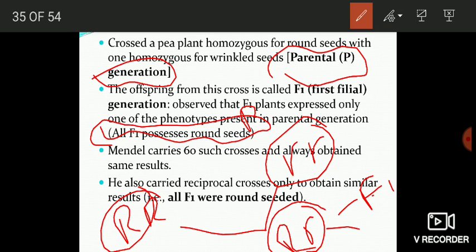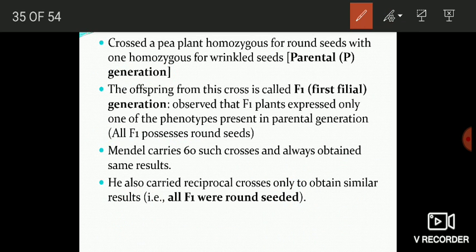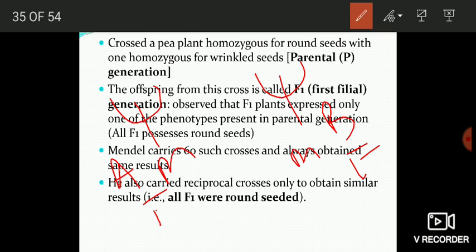He also carried out reciprocal crosses and obtained similar results. That means all the F1 plants were round seeded. I will make you understand what a reciprocal cross is. For example, earlier Mendel used this plant A, this is plant B. He used plant A as male plant and plant B as female plant. Next time he used plant B as male plant and plant A as female plant. This is known as reciprocal cross, and to his surprise he found that all the F1 plants had round seeds.